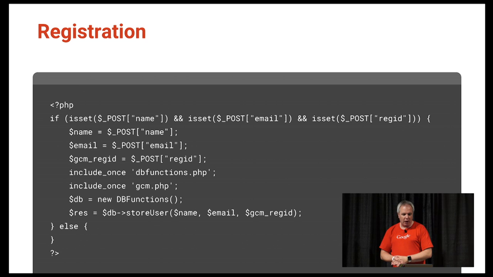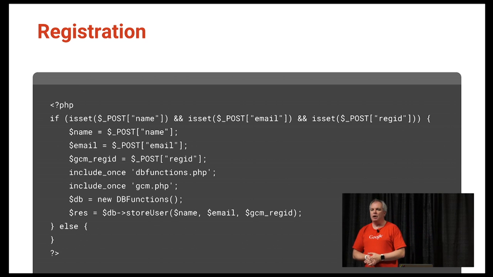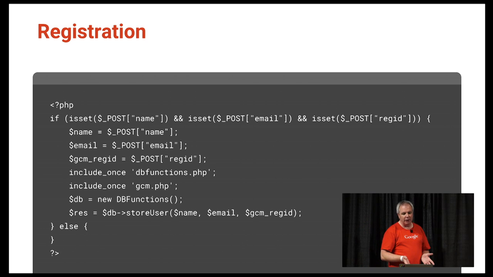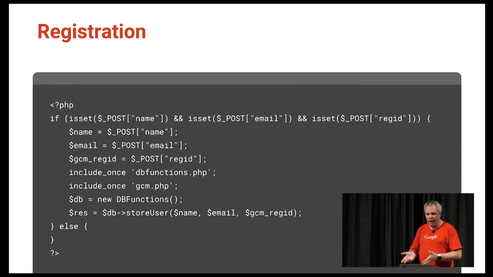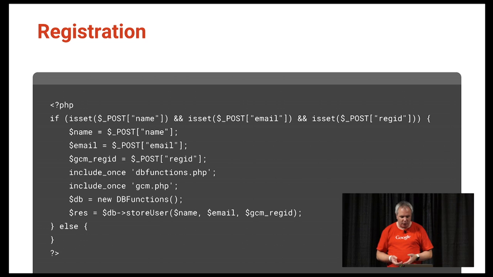So here's a quick example of what the registration would look like. If you've ever seen PHP, this is PHP 001, right? I'm taking a look at the post for the name, the post for the email, and the post for the register ID. I'm taking them and using just a MySQL query to store them in the database. I have a couple of things here that are DB functions, which is just a class that wraps the MySQL admin stuff, so that I can just call DB store user and pass those parameters to it, and an insert query will be generated for me that will push them into the database.